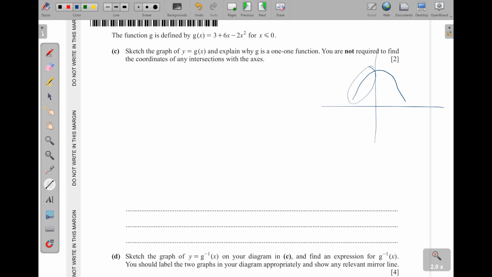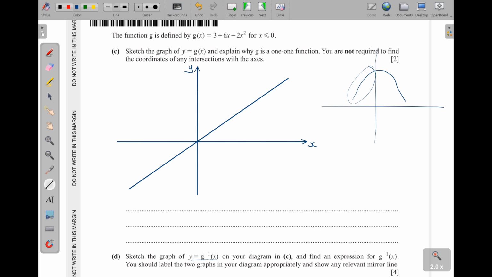So if I try to sketch, these are my axes. I can have this as y, this one as x. Another thing, if you look at part D, they said sketch the graph of y equals g inverse on your diagram in C. The relationship between these two is that they are mirror images of each other in the line y equals x.